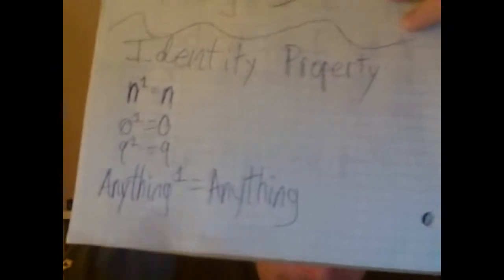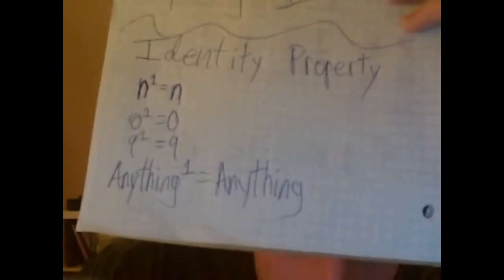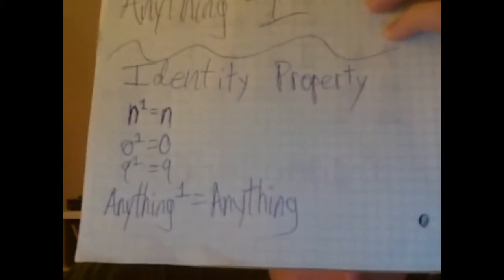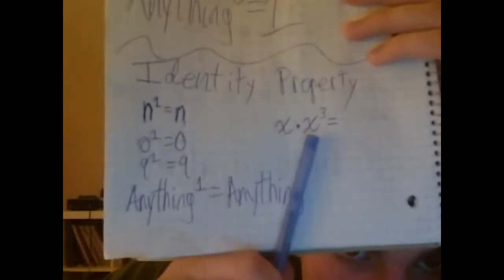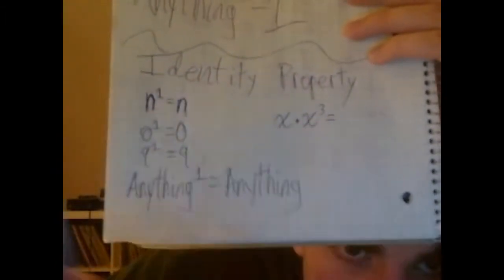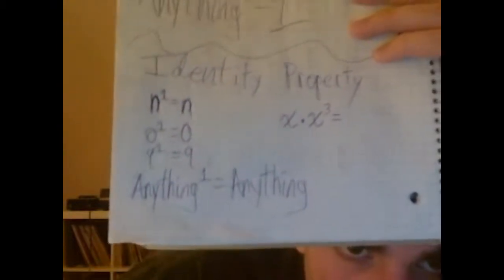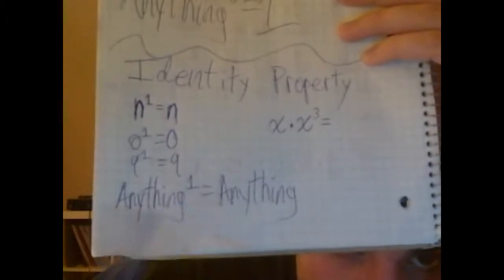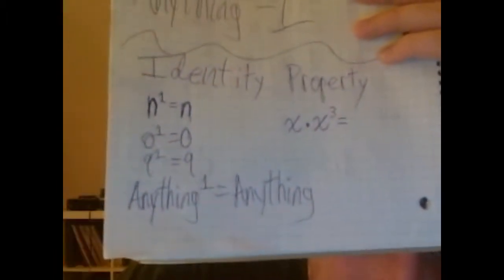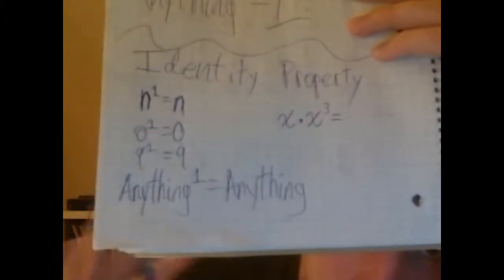Okay, now, why does this even matter? Why am I showing you the identity property in the first place? It's for a problem where you have something like this. When you have a problem that looks like this, it says x times x to the third. And the reason you need this identity property isn't to know that x to the first power is x, but to know that x is equal to x to the first power.